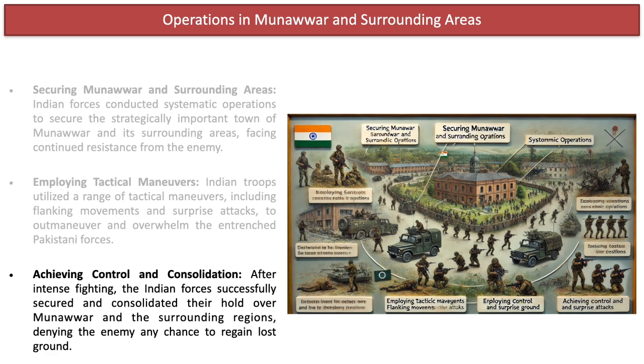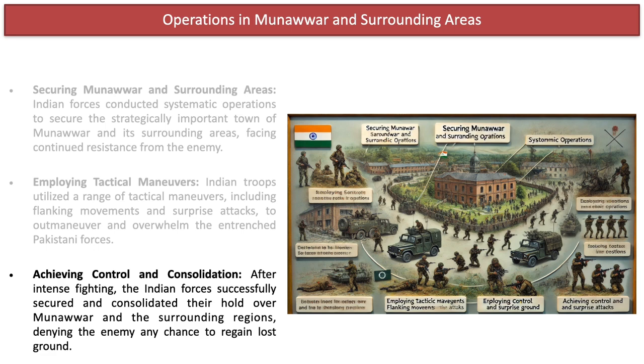The Indian army knew that as soon as they took Munawar, they had to move quickly to consolidate their gains. This meant securing the town and surrounding areas, fortifying positions, and making sure that every inch of newly captured territory was firmly under their control. They were not just fighting a battle, they were shaping the battlefield for the future.